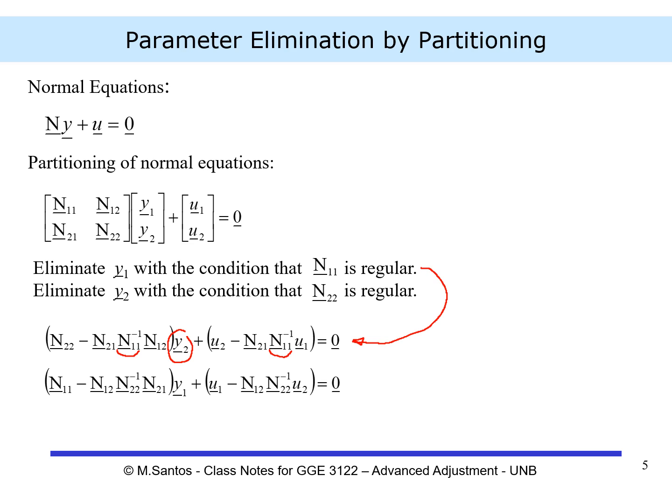but there is a condition that the normal matrix n11 must be regular. Okay, it must be inverted. Alternatively, we can eliminate y2, and we are going to have a solution for y1 totally independent from y2. The condition is that n22 is regular or non-singular, which means it accepts an inverse.